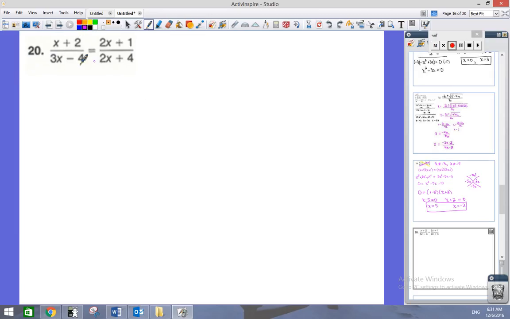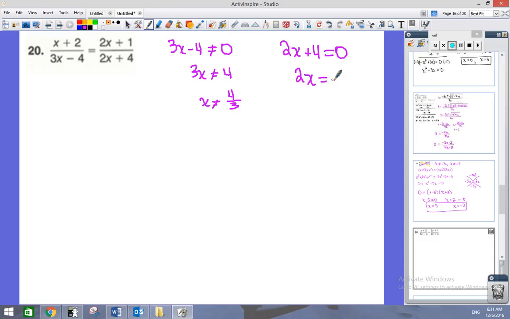This one's a little more difficult for some to see the restrictions. 3x minus 4, we can't allow it to be 0, which means that we can't allow x to be 4 divided by 3 because that gives you a 0 in the denominator. 2x plus 4 is equal to 0. If x were allowed to be -2, then 2x plus 4 would be 0. We can't allow that to happen. We can't have division by 0.